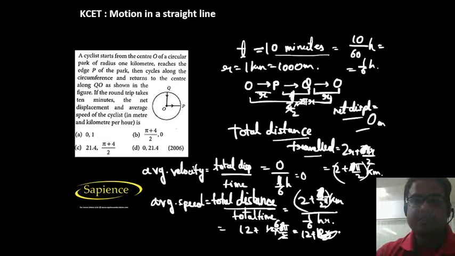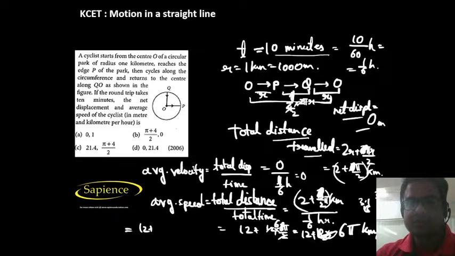So that is 6 pi kilometers per hour. So the average speed will be 12 plus 6 pi. 6 into 3 is 18 almost. 6 into 3.14, that is approximately how much?